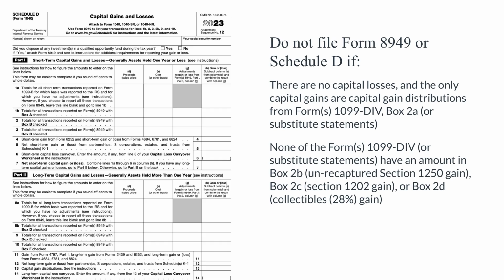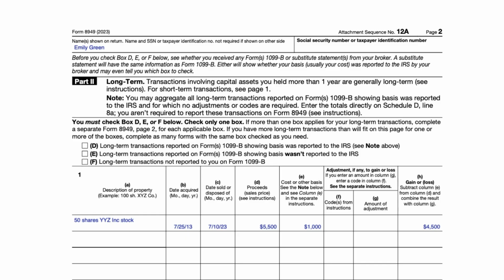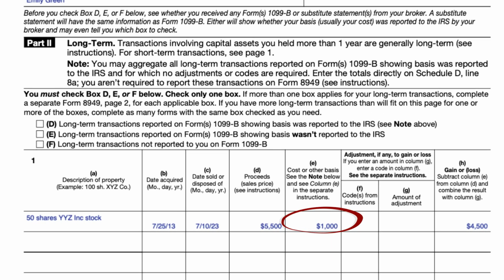So Emily will need to complete Form 8949 before she's able to complete Schedule D. So we have our Form 8949 here, and we see she sold 50 shares of the portion that was bought for $1,000.